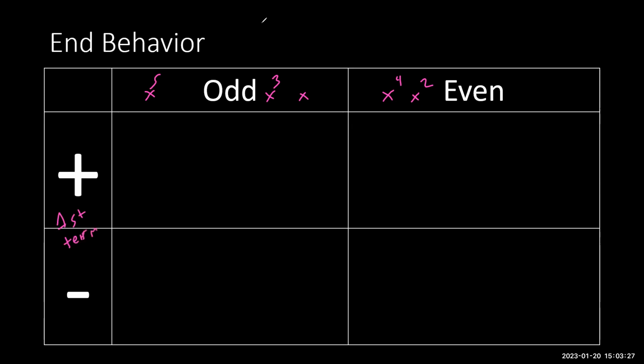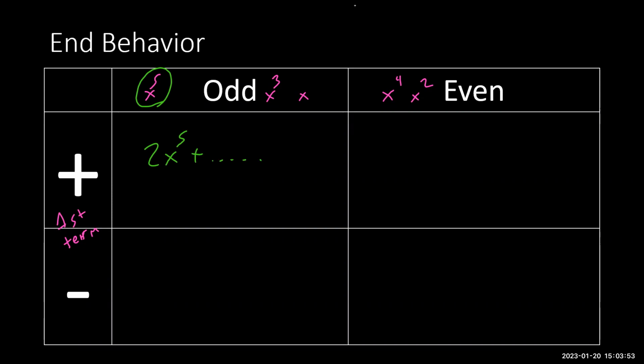Assuming it's in standard form, meaning the coefficient of the term with the highest exponent. All right, so let's look at these. What are some examples? Odd positive would be like, let's use that one. Positive 3x to the 5th. Actually, let me make sure, don't confuse that. So positive 2x to the 5th plus, it doesn't really matter.